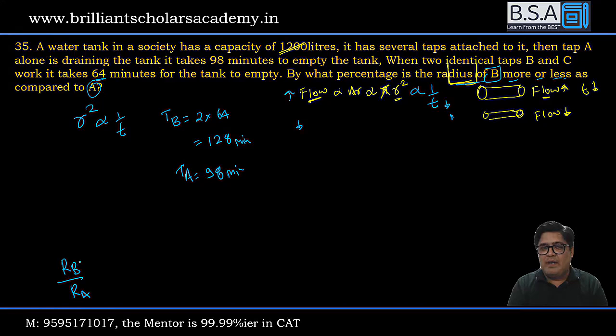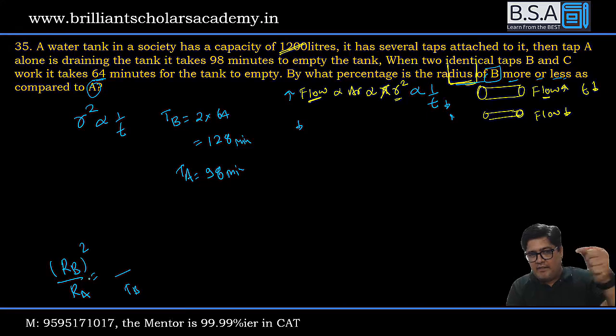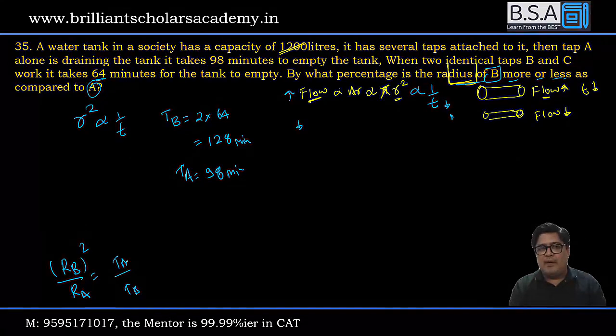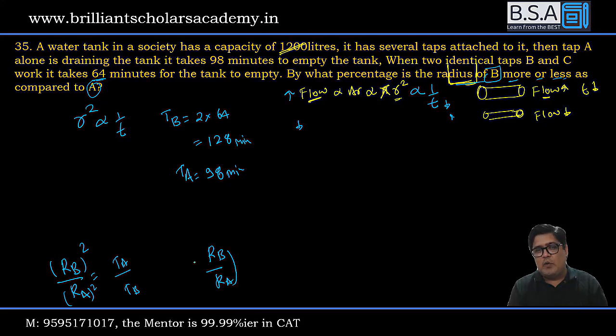So what will happen is, the square of this number, I will write time of B below. That is called inverse; it comes below. And time of A I will be writing above. Radius is above then time is below, radius below, time above. That is called inverse relation. So RB upon RA square is equal to what? 98 upon 128 is equal to what?